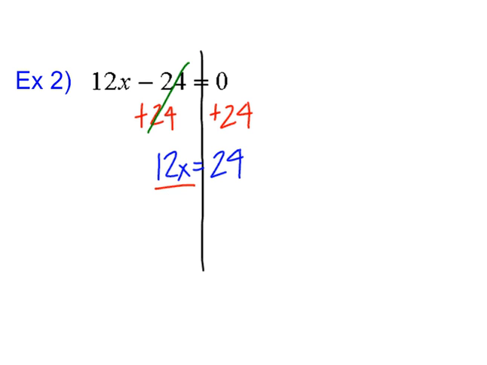We're going to divide both sides by 12. And here now, we get a big giant 1 because 12 divided by 12 is 1. 1 times x is x. 24 divided by 12 is 2.